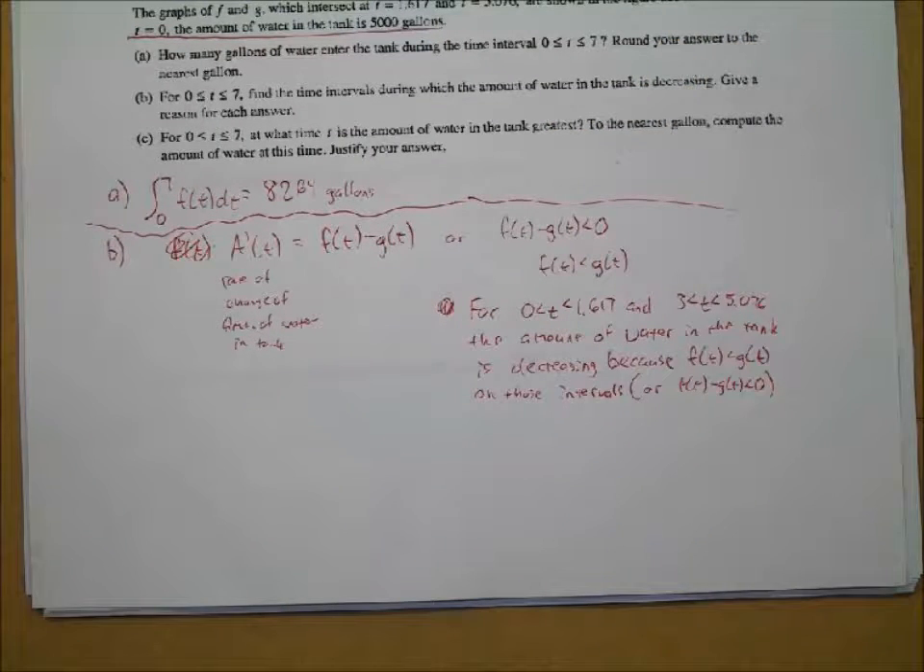Okay, so that was part B. And then part C, all right. For 0 less than or equal to t less than or equal to 7, at what time t is the amount of water in the tank greatest? Or, in other words, to the nearest gallon, compute the amount of water at this time. Justify your answer. So not only find the time at which the quantity of the water in the tank is the greatest, but then also find that quantity of water as well.